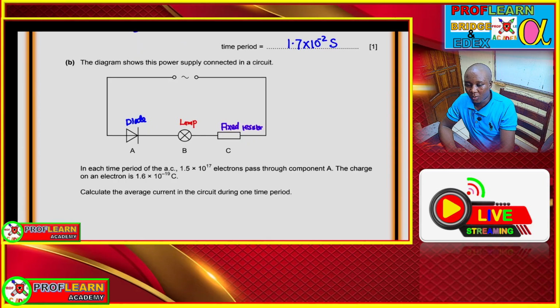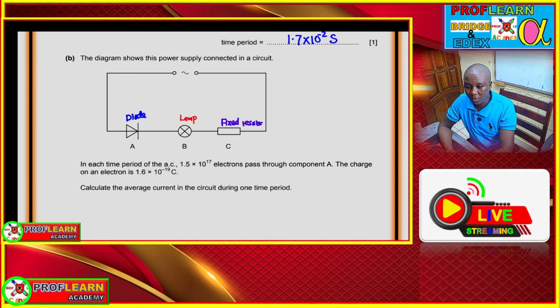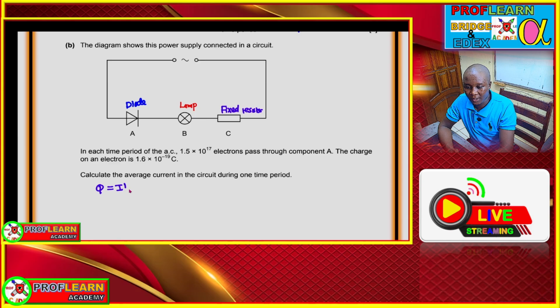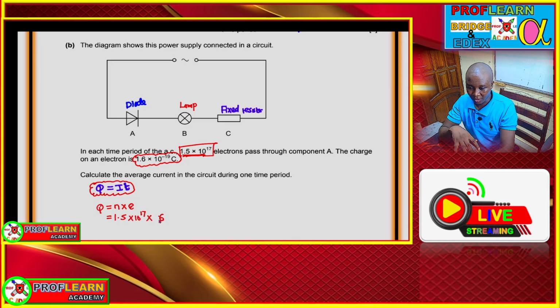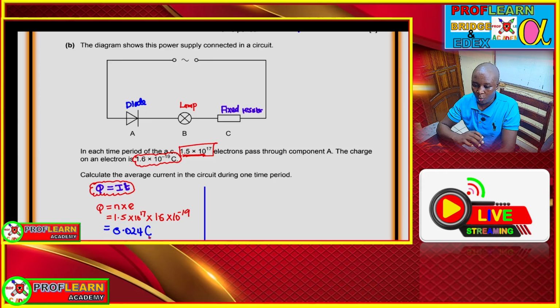In this question, we are supposed to calculate average current, but we are given charge and time. So which means that we have to use the formula charge is equal to current times time. And in this case, we were given the number of electrons that passed, and then also we were given the charge of 1 electron. So meaning that if we are to calculate the total charge, we are going to multiply the number of electrons times the charge on 1 electron. So once we have done that, we are going to get the total charge as 0.024 coulombs as the total charge.